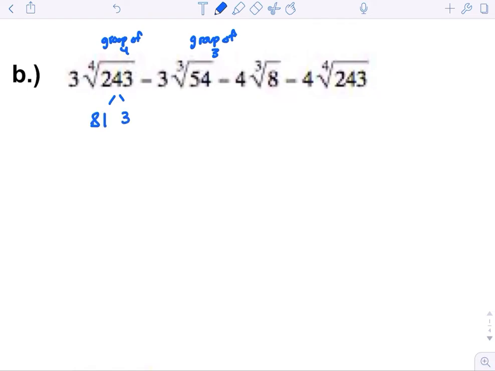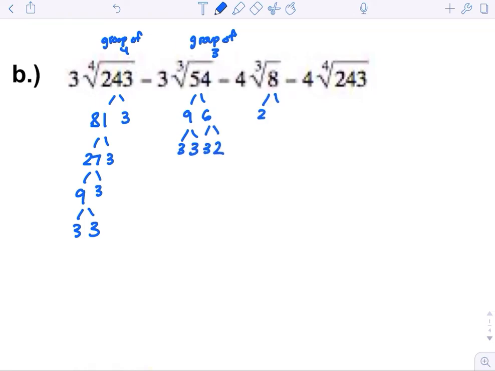81 and 3, 27 and 3, 9 and 3, 3 and 3. 54, 9 and 6, just factoring 3 and 3, 3 and 2. 8 is 4 and 2, factors of 4, 2 and 2, and 243 is the same thing. So 81 and 3. Oh, I could have just done 9 and 9. 3 and 3, 3 and 3.